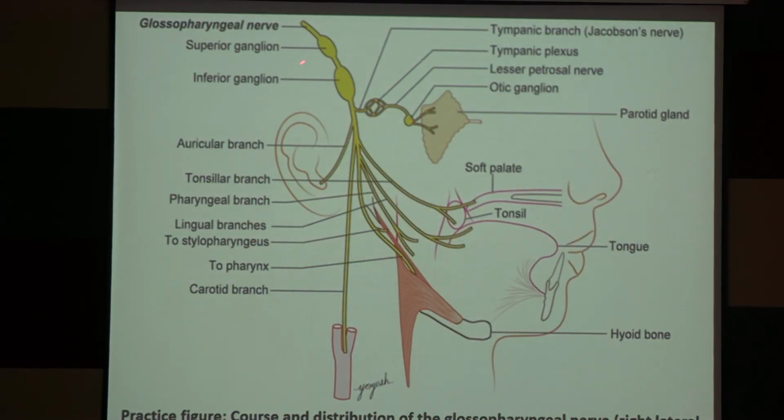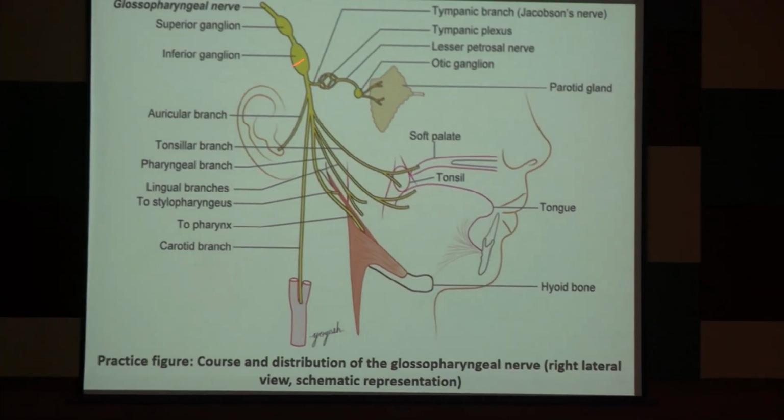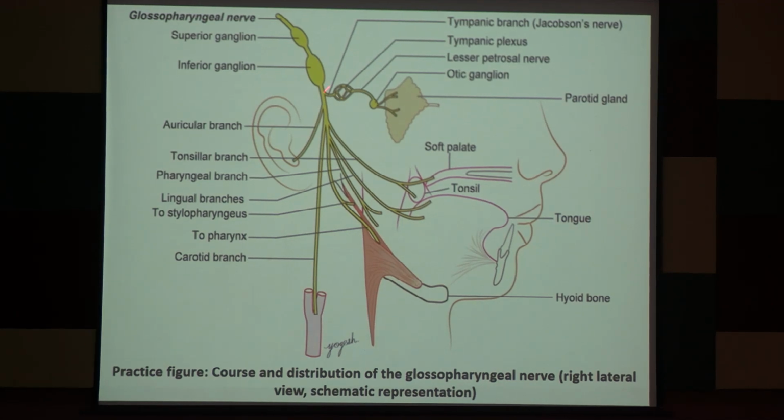See here the two ganglia. The superior ganglion is smaller. This is the inferior ganglion, which is the larger ganglion. And here are the branches you can see. This is the auricular branch going towards the auricle. Here is the carotid branch supplying the carotid body and carotid sinus at the bifurcation of the common carotid.